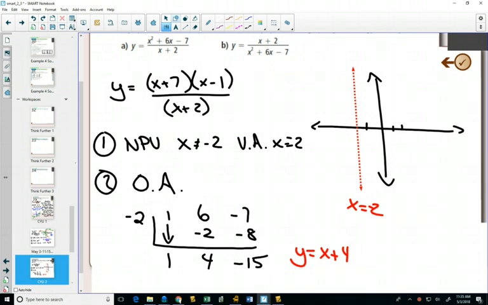So how do I graph that? It's a straight line. I have a y-intercept at 4. I have a slope of 1. So over 1, up 1, over 1, down 1. And draw my asymptote. Label it with its equation, y equals x plus 4. Step 2, done.